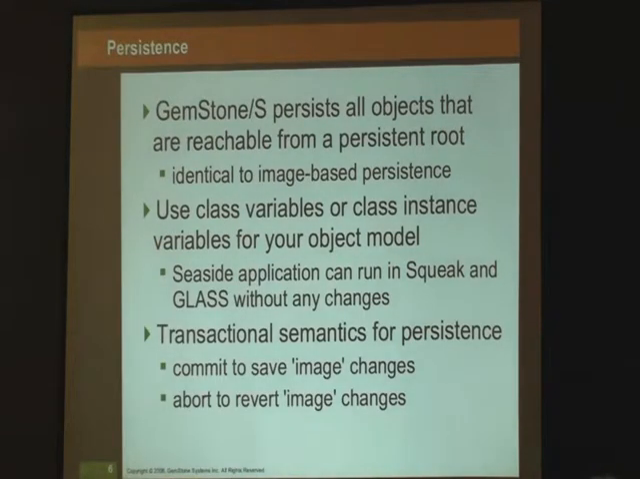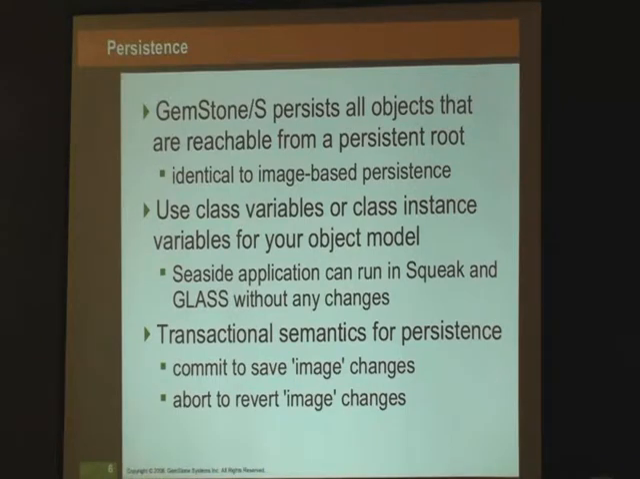Now in Gemstone persistence, we persist all objects that are reachable from a persistent root. This is basically identical to what you're familiar with in writing an image-based application. Use class variables or instance variables, and things that stay alive in an image will stay alive in a Gemstone database and be persistent. So a Seaside application written to run in Squeak using image-based persistence will move to GLASS, and you will get persistence for free.